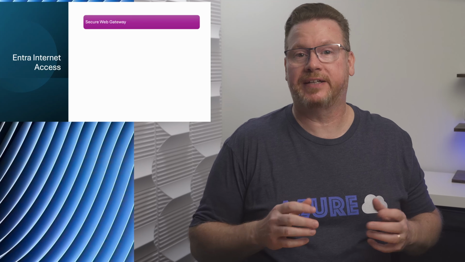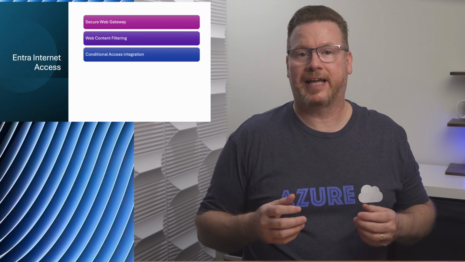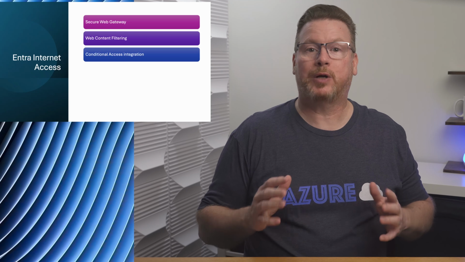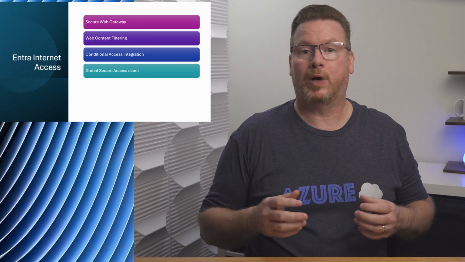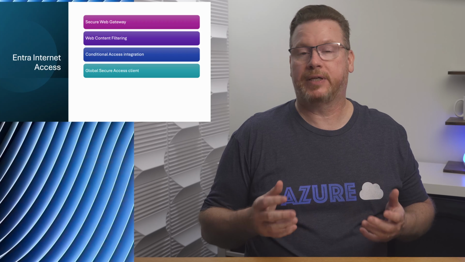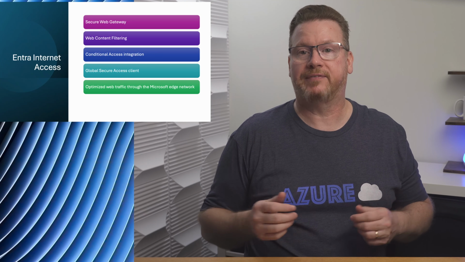Entra Internet Access is an identity-centric web security gateway for software as a service applications and other internet traffic. It provides a hosted web content filter that integrates with conditional access and supports the Zero Trust framework. Entra Internet Access routes traffic through the Global Secure Access client. Security controls are performed once internet traffic reaches the Microsoft network. Internet connections, including Microsoft 365 traffic, are optimized by routing through the Microsoft Edge network.